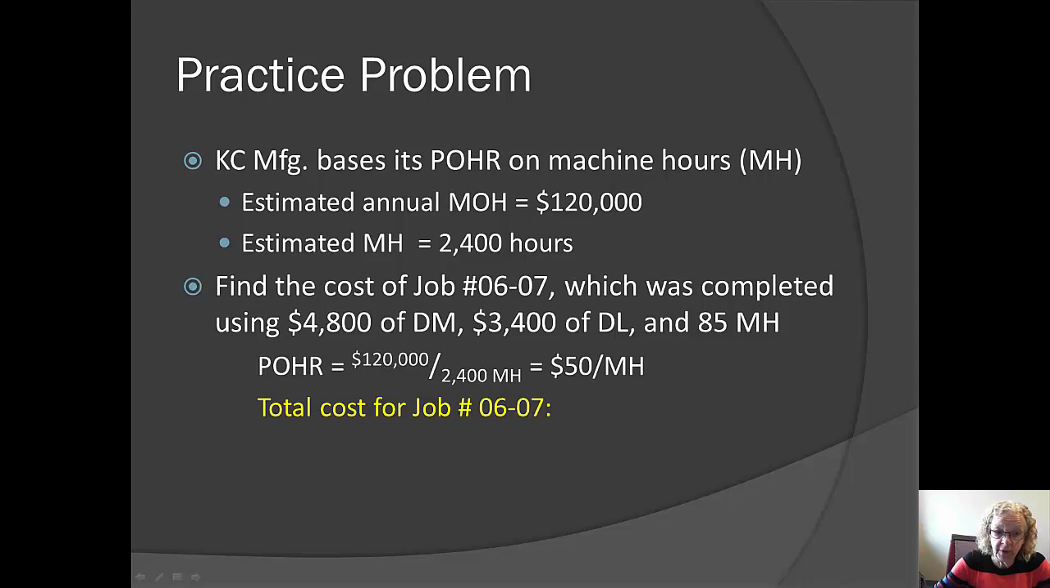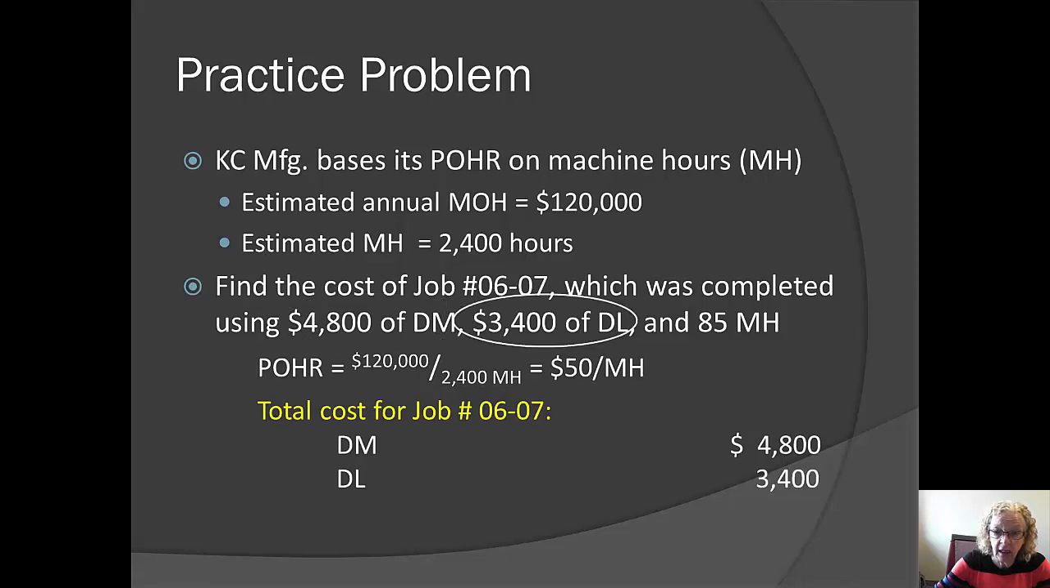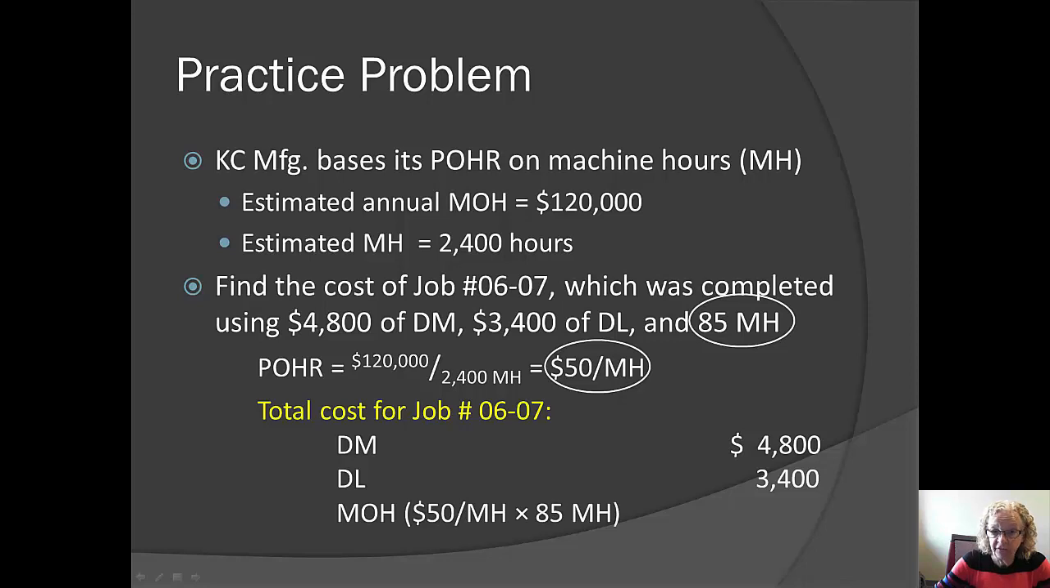Now we can determine the total cost for this job. We were told the job used $4,800 of materials and $3,400 of labor and 85 machine hours. At $50 of overhead per machine hour, that means we should assign $4,250 worth of overhead to this job. Add it up, and that gives us the value of all of the resources that we put into this job.